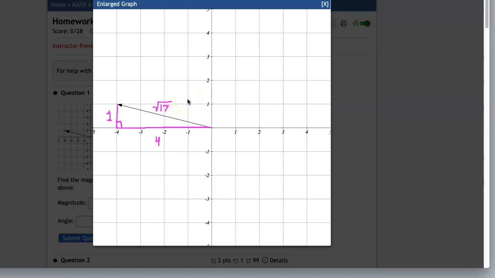So again, you can use the distance formula or you can use the Pythagorean theorem. I don't need to see any work for how you come up with the magnitude. The magnitude is really not that interesting of a problem. What's more interesting is the direction. So what you need to do first is figure out what the angle is inside of your right triangle.